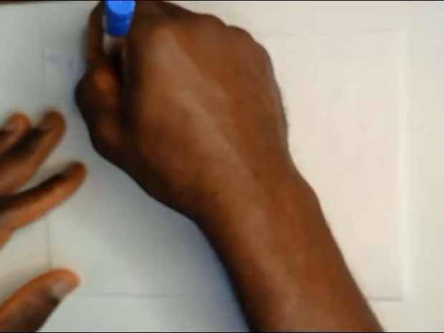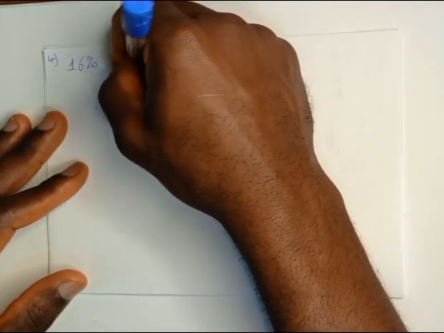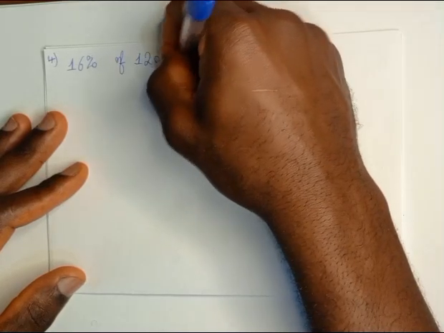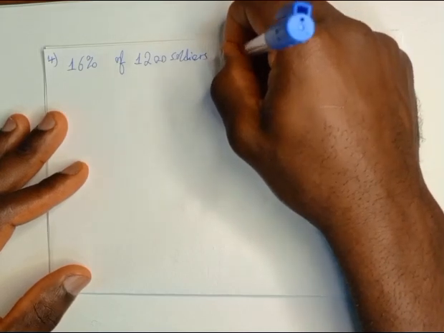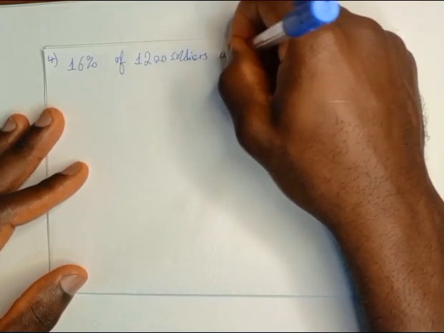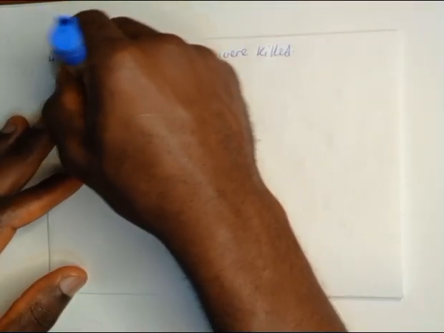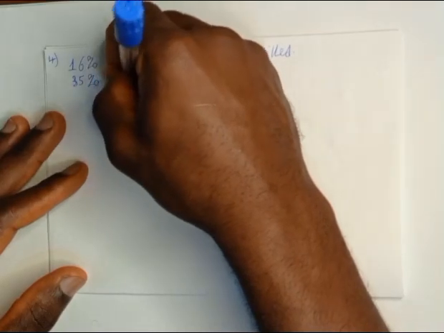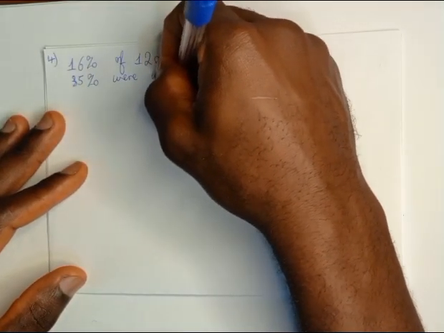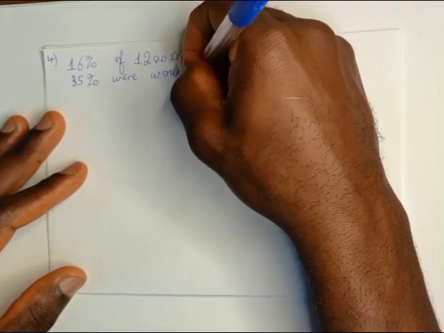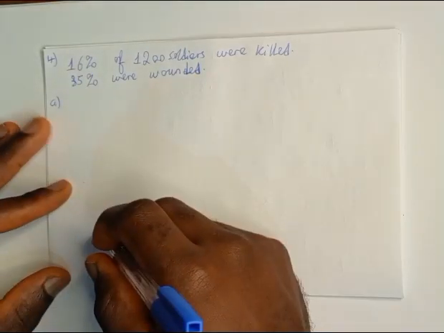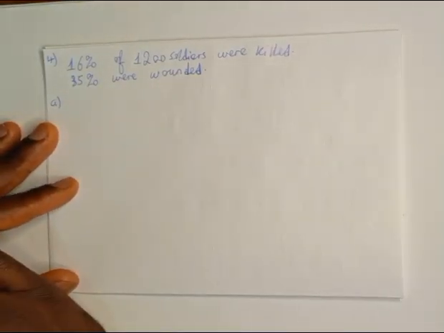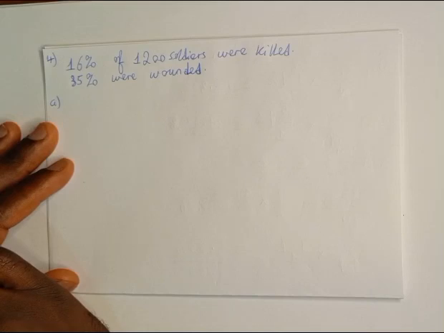16% of 1,200 soldiers were killed. Next, 35% of the soldiers were wounded. They had wounds. Now, question A is asking us what percentage of soldiers were unharmed.